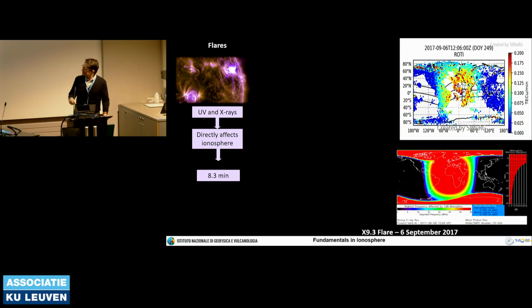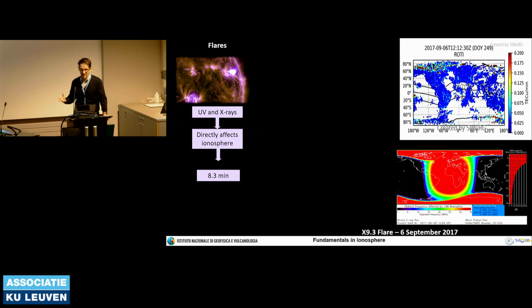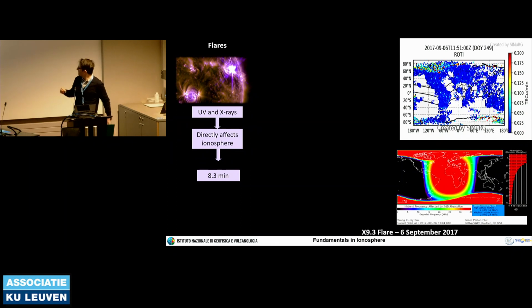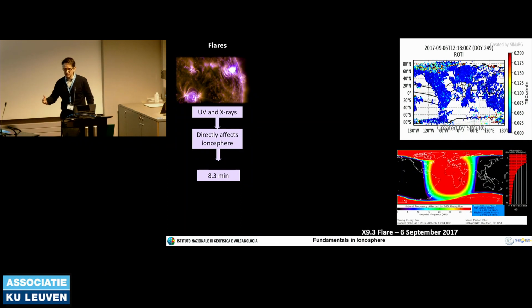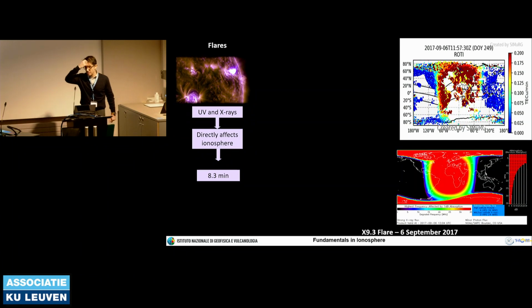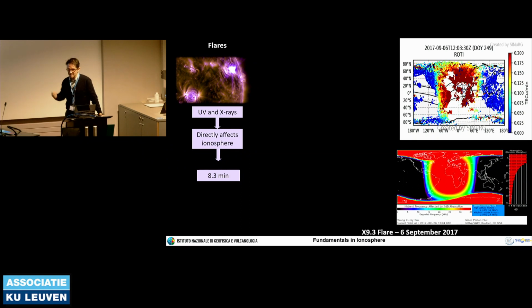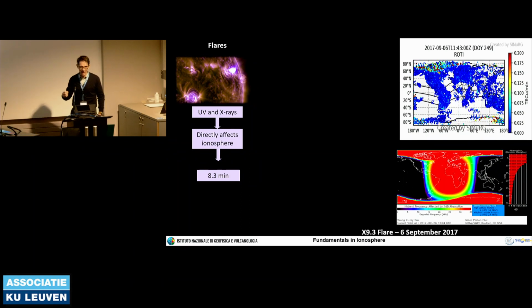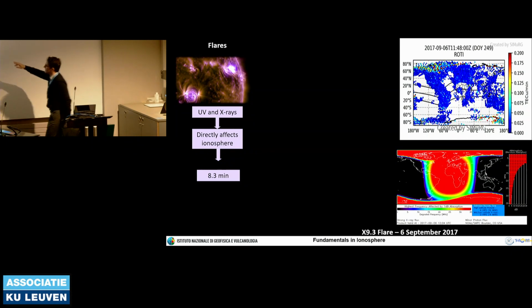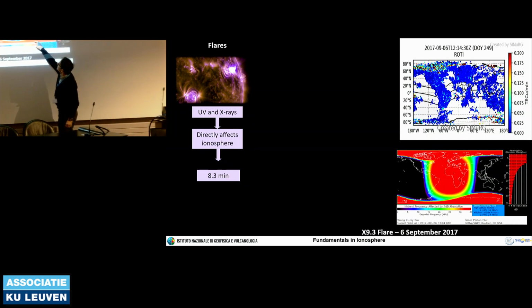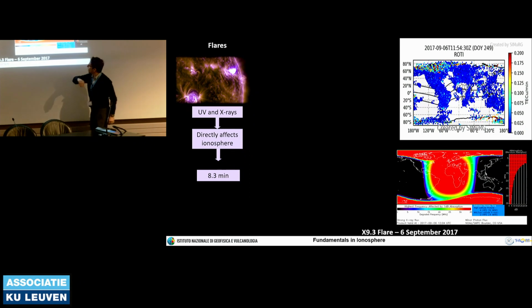So, what's the impact of the flares on the ionosphere? They are very fast. They create extra ionization, increasing the density mainly of the D layer. So they create a denser and thicker ionospheric D layer that absorbs almost everything. You will see here an example of a flare that occurred.